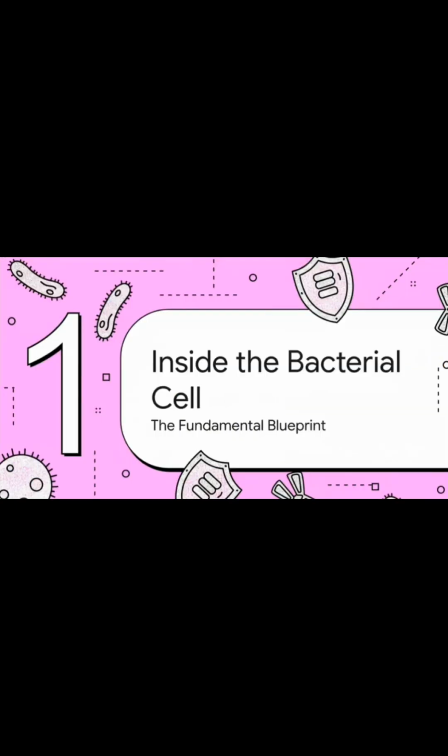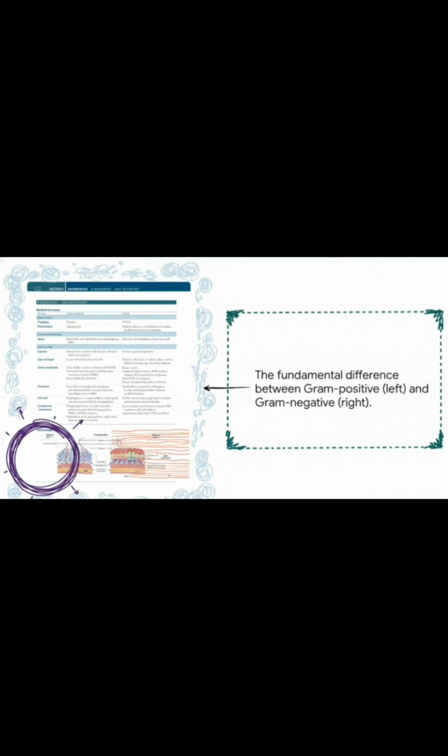First up, the bacterial cell itself. And you've really got to nail this down, because if you don't get the basic architecture, you can't understand how antibiotics work, how our immune system fights back, or what makes these little guys so dangerous. This is the foundation for everything else. Now, this slide right here shows probably the single most important distinction in all of bacteriology: gram-positive versus gram-negative. It all comes down to the cell wall.